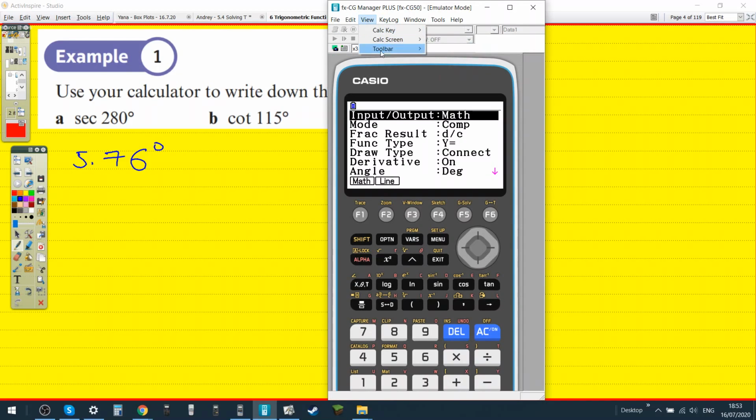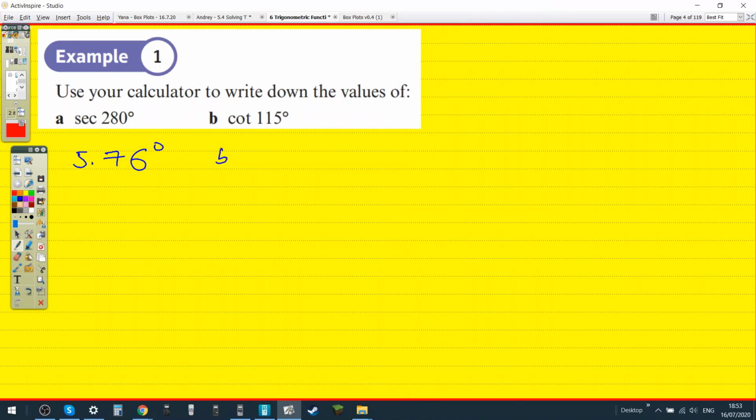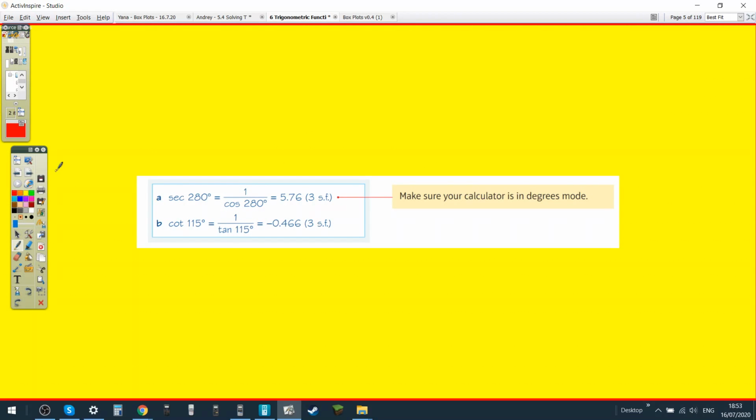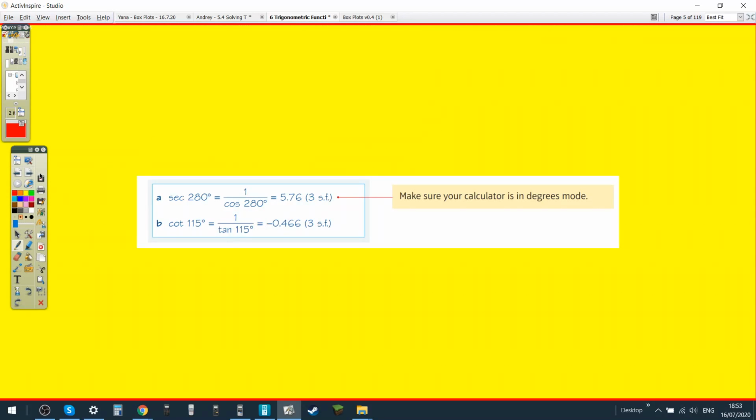Part B, so that would be minus 0.4676. Oh no, 6, sorry. Yeah, 5.76 and minus 0.4676. Okay. Any questions there? No.